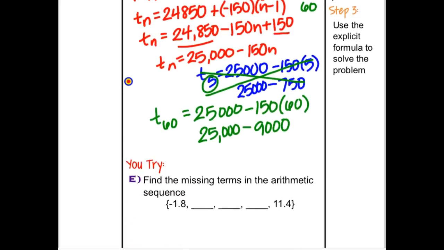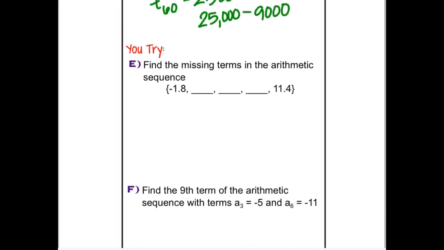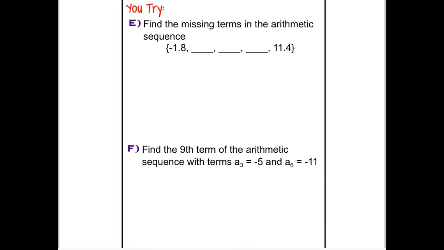So now I have some U-Try problems for you. Here are my 2. You're going to find the missing terms in this arithmetic sequence, and then if I tell you the third term is negative 5 and the sixth term is negative 11, I want you to find the ninth term. And as always, bring your questions with you.